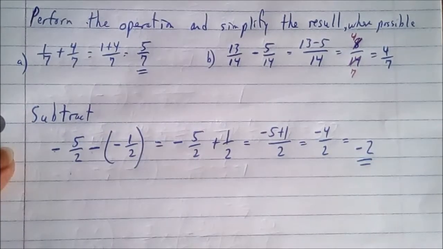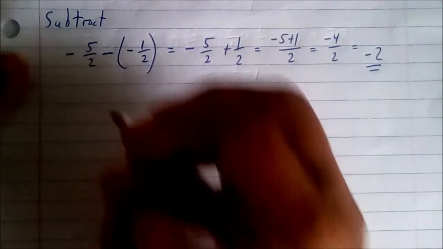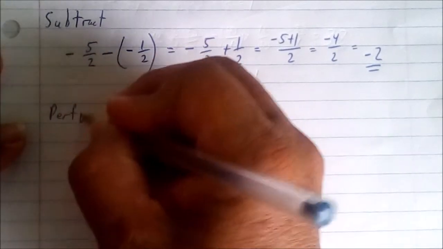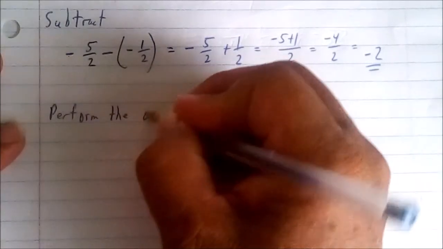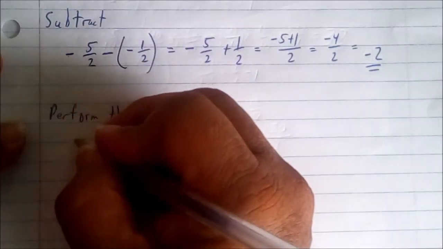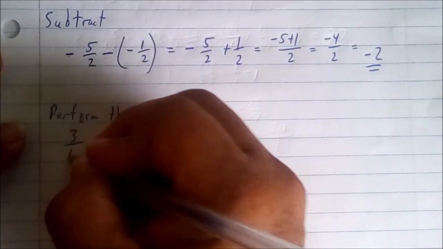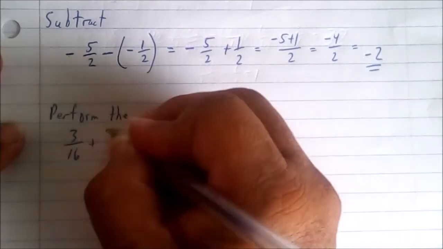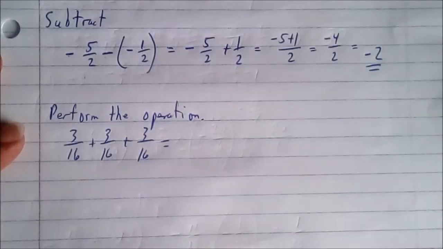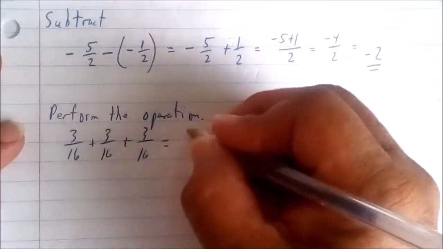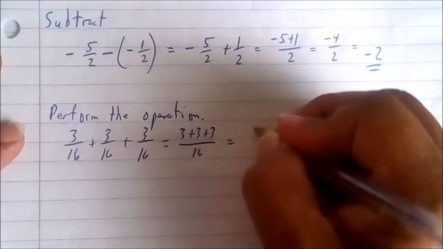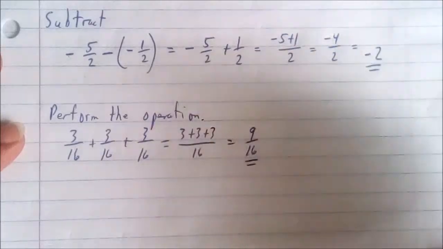Let's try our next one where we have multiple additions. Say perform the operation. And it says 3 over 16 plus 3 over 16 plus 3 over 16. What you're going to do here now is simply say 3 plus 3 plus 3 over 16, which is then 9 over 16, and that's your solution.